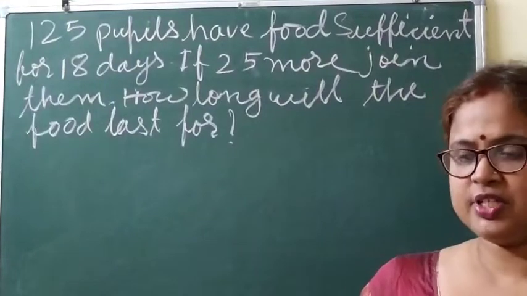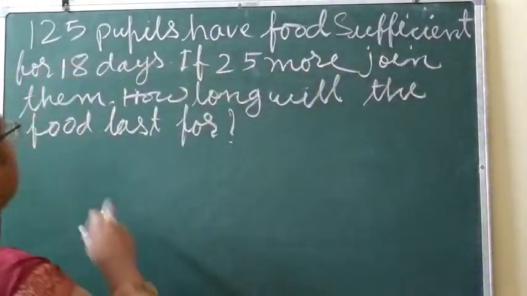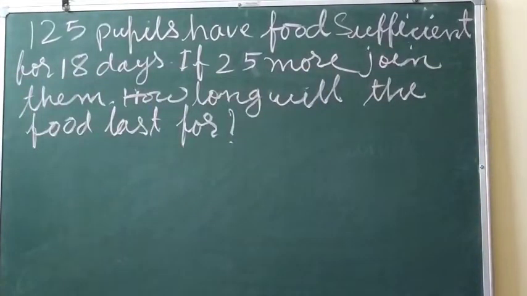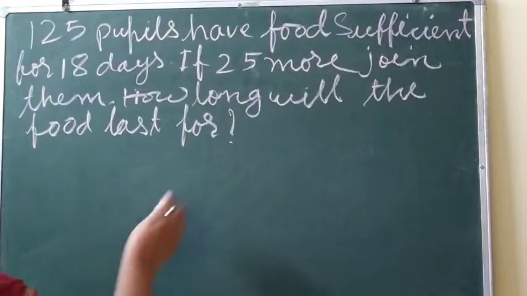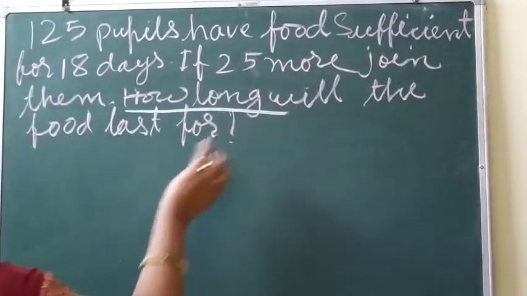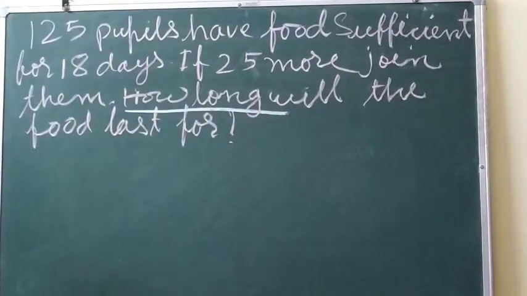Now the next question is, 125 pupils have food sufficient for 18 days. If 25 more join them, how long will the food last for? So how long? This we have to find out, so this we will keep at the end. So we will start here.